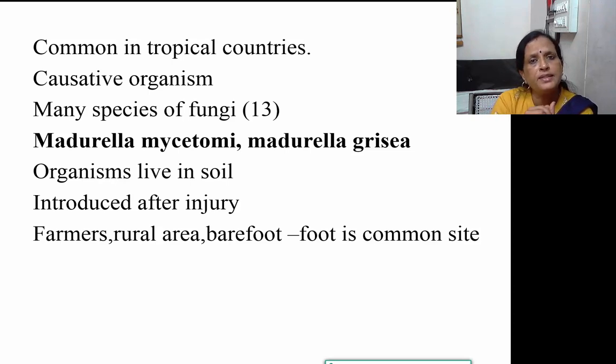But how does man get this infection? All these organisms live in the soil. So they are introduced into the skin or the subcutaneous tissue following injury. So, who are the people who are prone? Farmers, people in rural areas, people who walk barefoot, agriculturists and all that. The foot is the common site because the organism is in the soil.